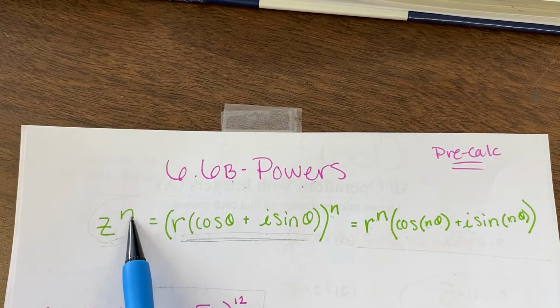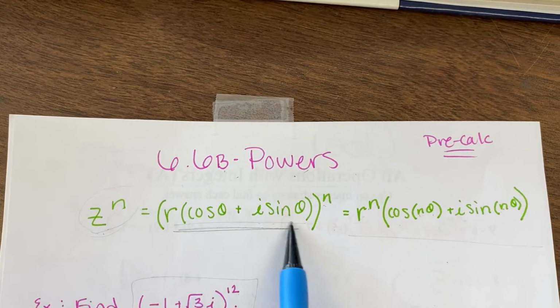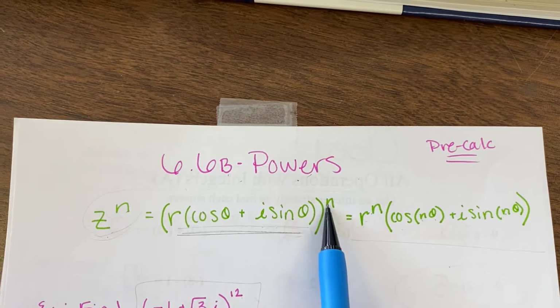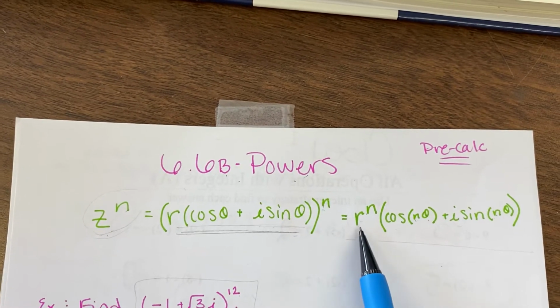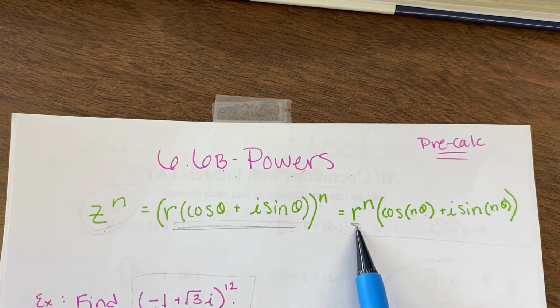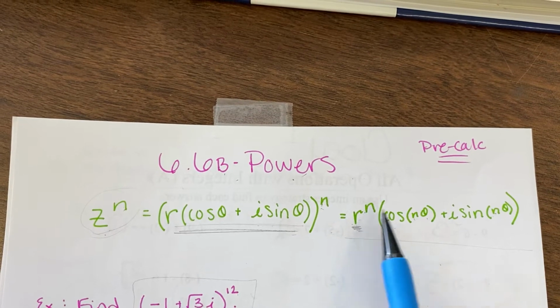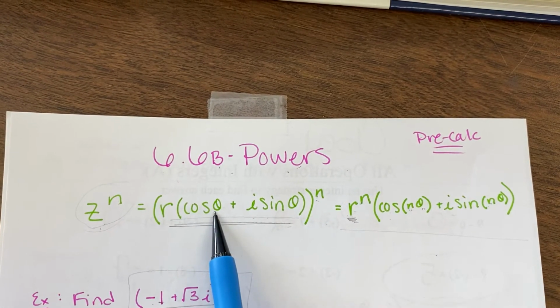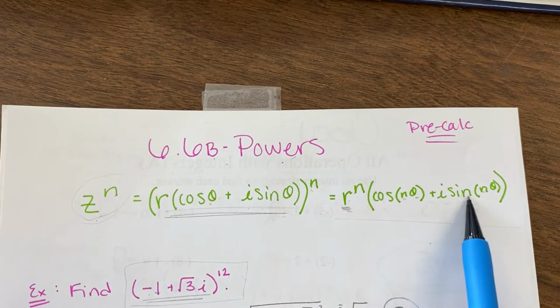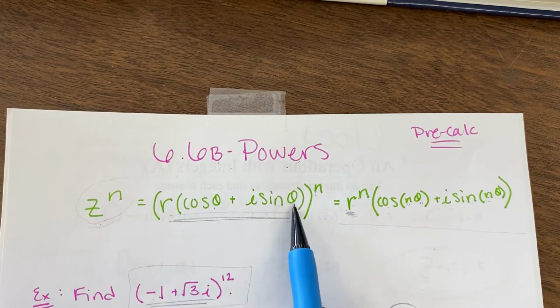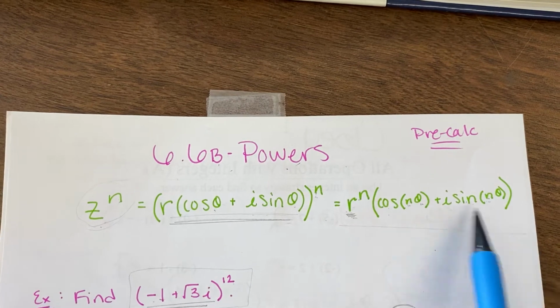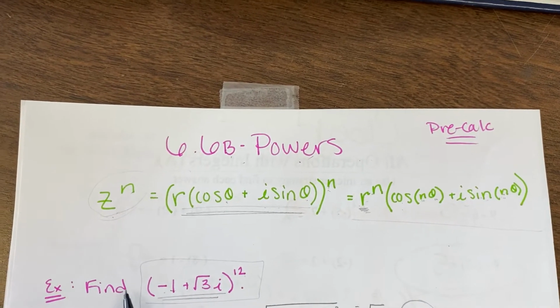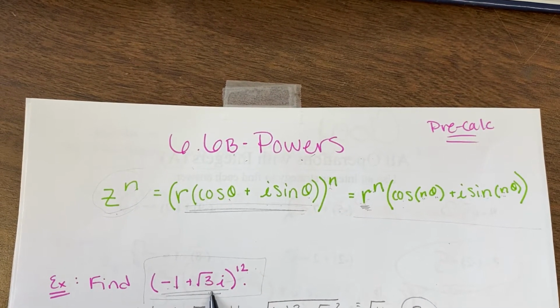Some complex number to the n is the same thing as its trig form to the n, and here's the shortcut. You can just take that absolute value, or the magnitude, raised to the n, and you've got cosine of n times your original theta, plus i sine of n times your original theta again. So let's use this to find the 12th power of this complex number here.